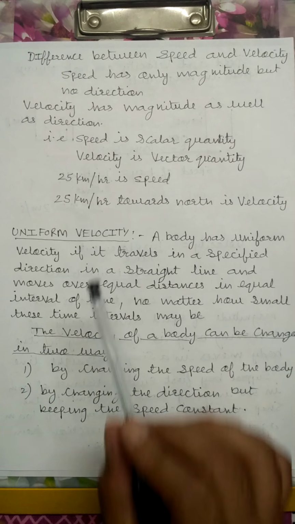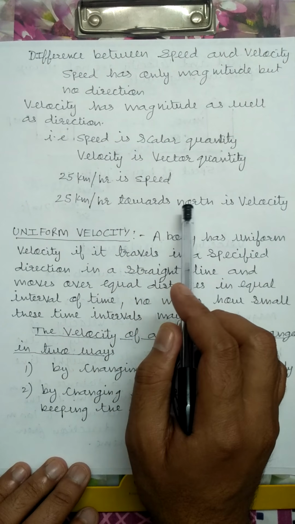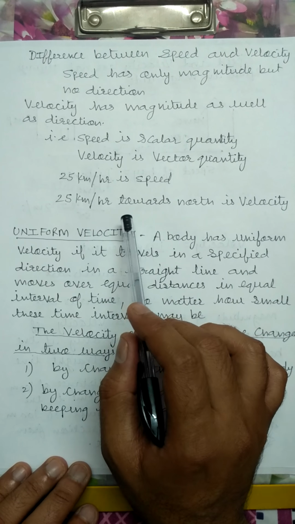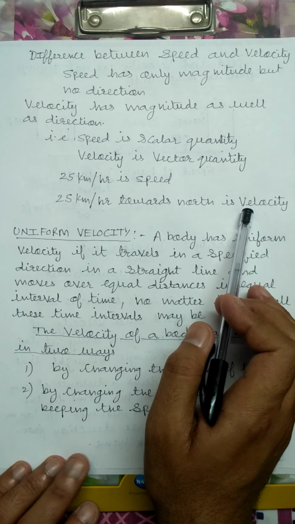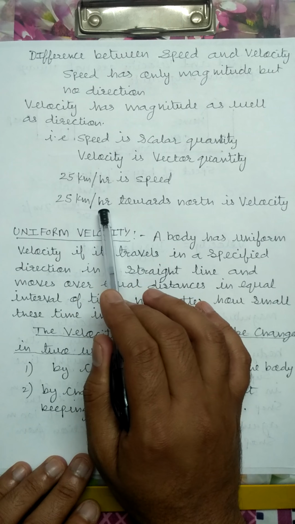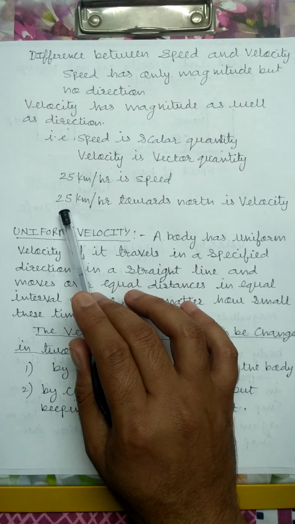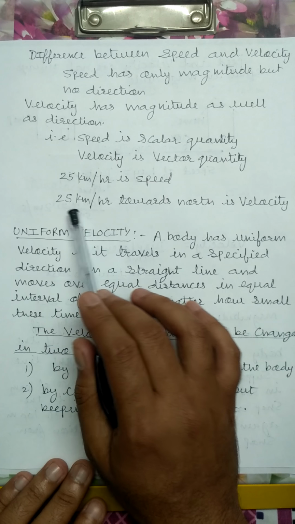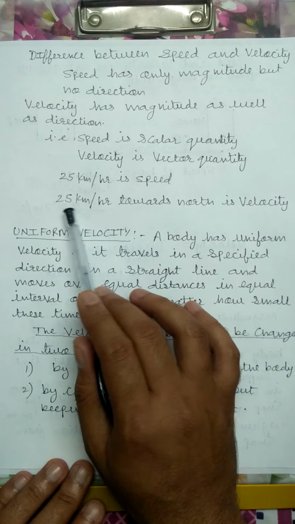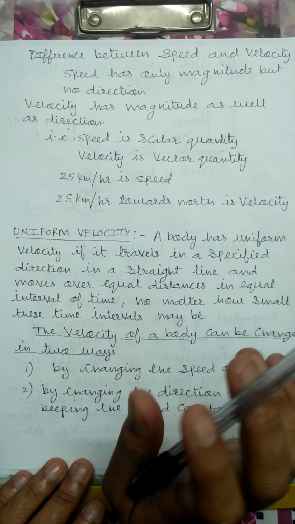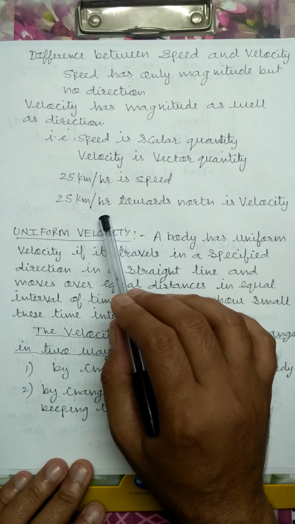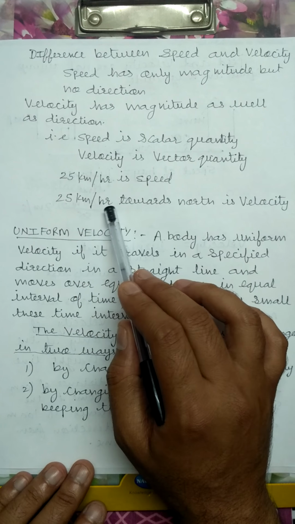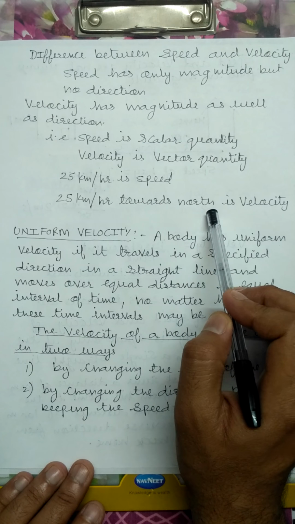Now look at this statement, 25 km towards north. This is velocity. This velocity can be changed by changing the magnitude. You change this magnitude, change the speed to 24 km per hour, or 26 km per hour. So if you change this magnitude, velocity is changed. Now the second way is, you don't need to change the magnitude, you just change the direction.